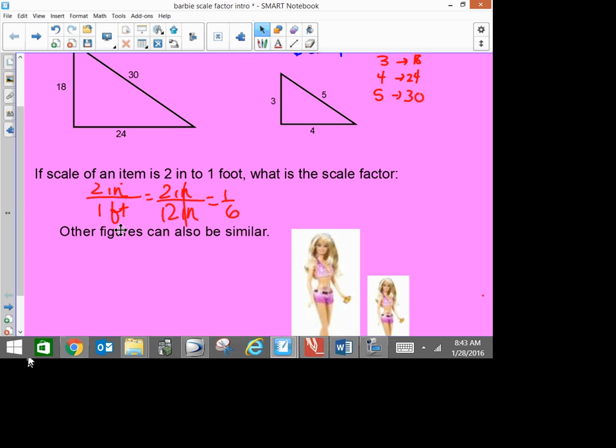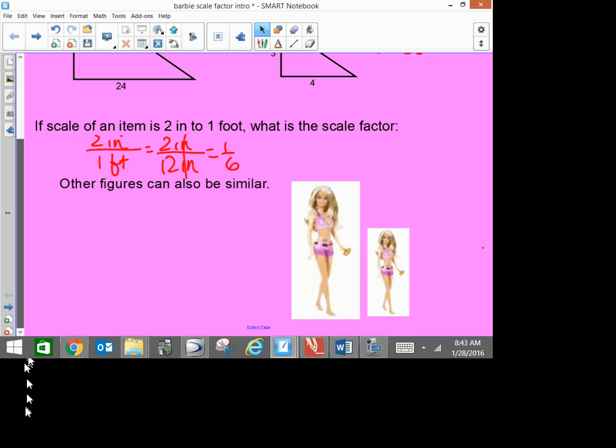And the whole idea of the scale is that we don't have to worry about units, that is, they're the same. Sometimes we're not going to do centimeters to inches. We're just not going to do that. Okay, so we can also talk about other figures. We can talk about Barbie figures. We can talk about quadrilaterals. Any of that can be similar.